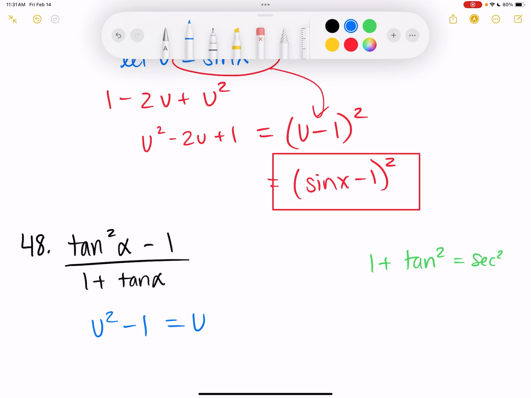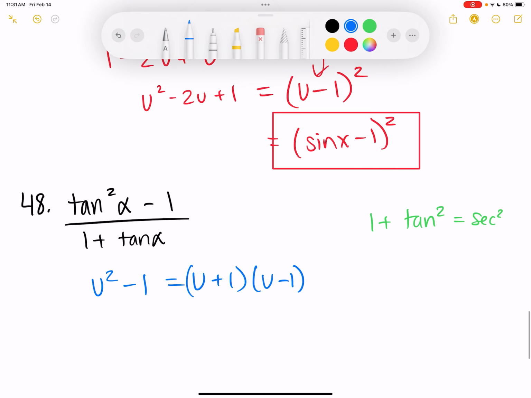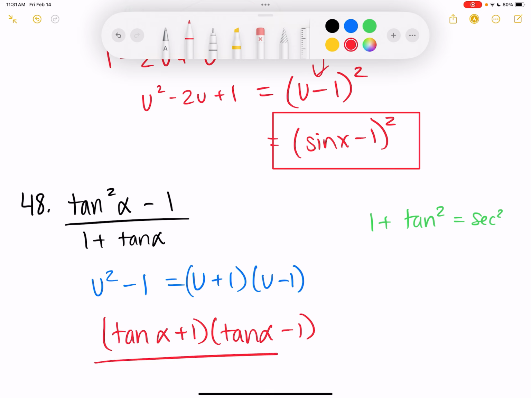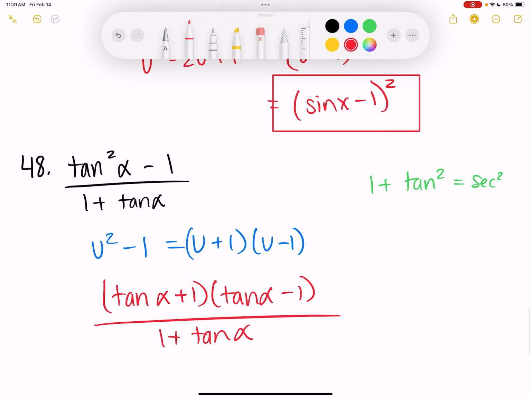Yep, u plus 1 times u minus 1, it's a difference of squares. So I can do that same thing with tangent instead of u. So on top, it'll be tangent of alpha plus 1 times the tangent of alpha minus 1 over 1 plus tangent of alpha. So now, tangent of alpha plus 1 and 1 plus tangent of alpha, because those things are being added, they can cancel. So I'm just left with tangent of alpha minus 1.